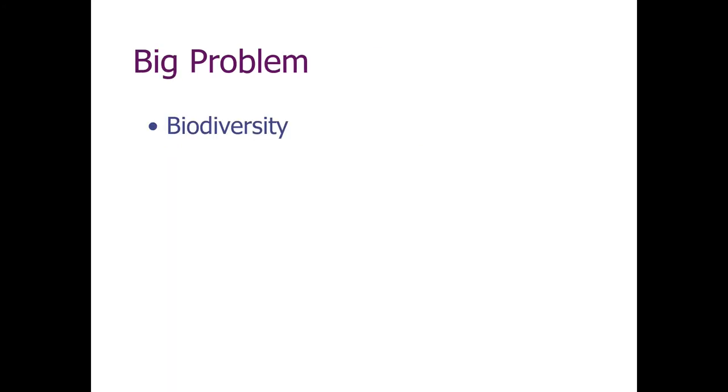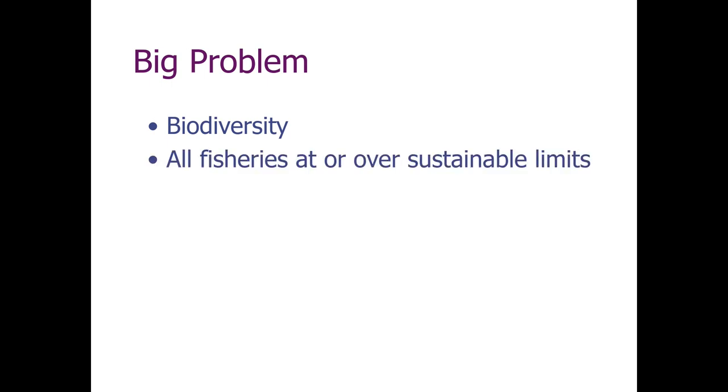So, problems, biodiversity. We are seeing an extinction epidemic that we haven't seen since the last mass extinction event that was caused by an object striking off the coast of Mexico roughly 65 million years ago, wiping out 3/4 of the species on the planet. The rate of species loss is unmatched except for mass extinction events in Earth's history. All of the fisheries are at or over sustainable limits.